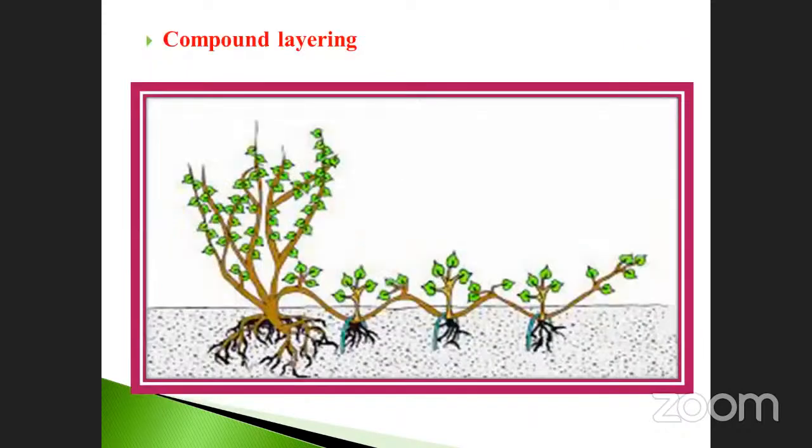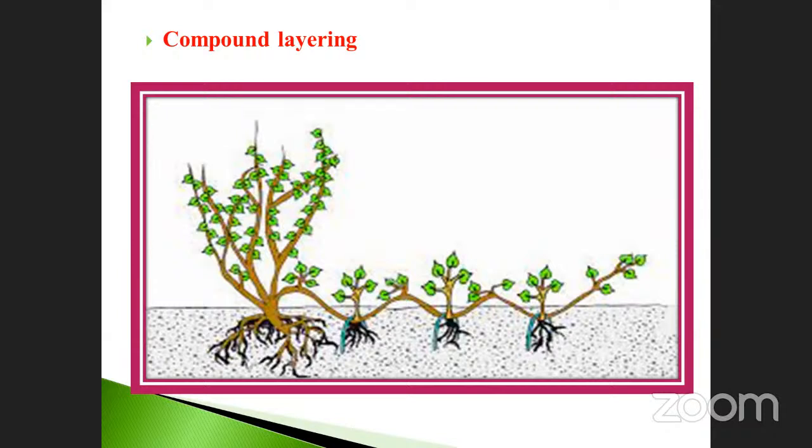And see, these are the three things. The same single branch is bent three times, so the plantlets also originate here. As a result, root formation occurs here. You have to make a cut here, here, and also here. So you will get three plants separately. So this is called compound layering. These are also one of the vegetative propagation methods.